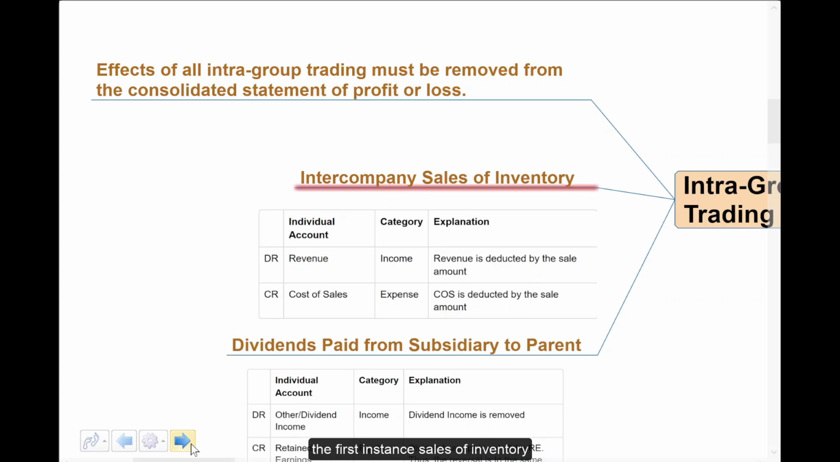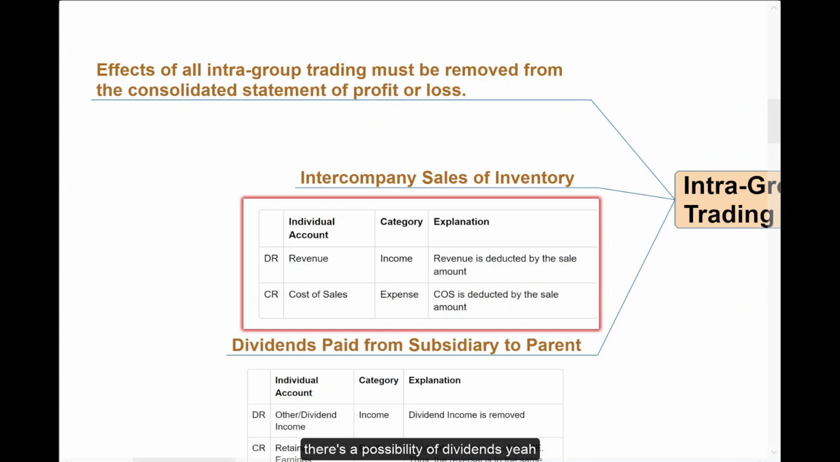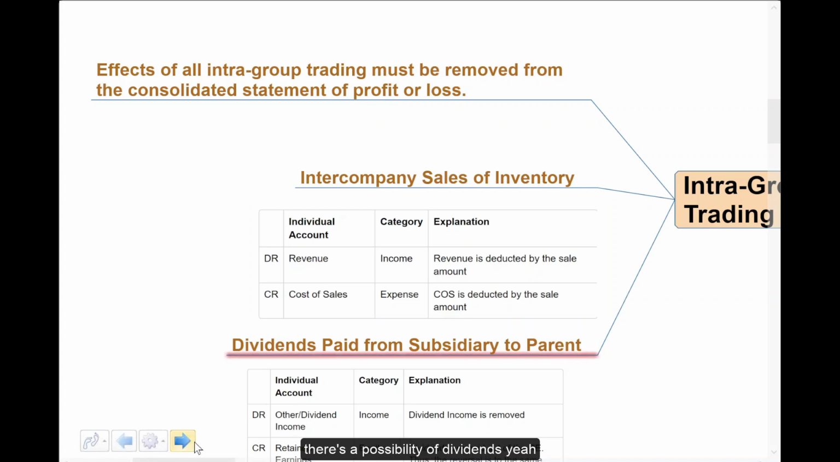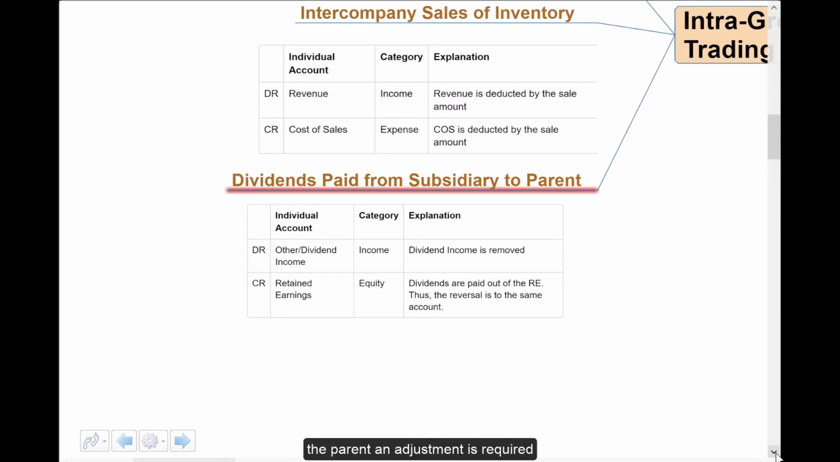So in the first instance, sales of inventory, and you can see the double entry is quite straightforward. In other words, we're in effect saying what we don't want to do is to have revenue and indeed cost of sales inflated by transactions between these two entities, assuming one subsidiary and indeed one parent. Okay? Outside of that, we know that there's a possibility of dividends. Yeah? In other words, from the subsidiary to the parent, an adjustment is required there because, again, we are inflating.